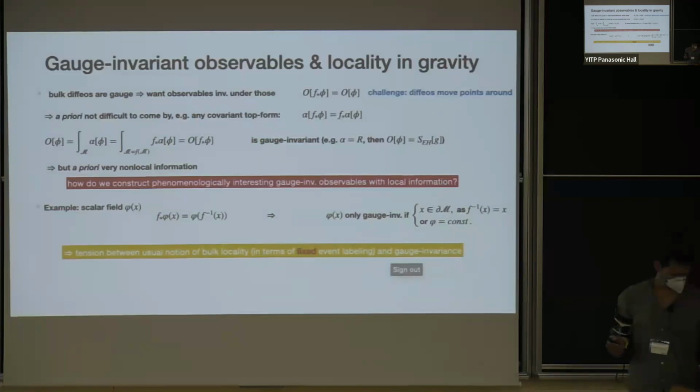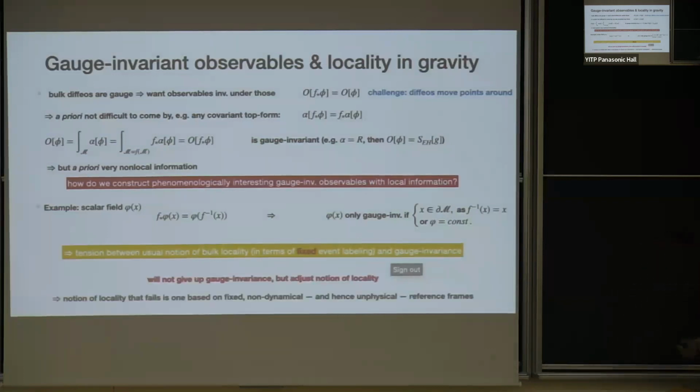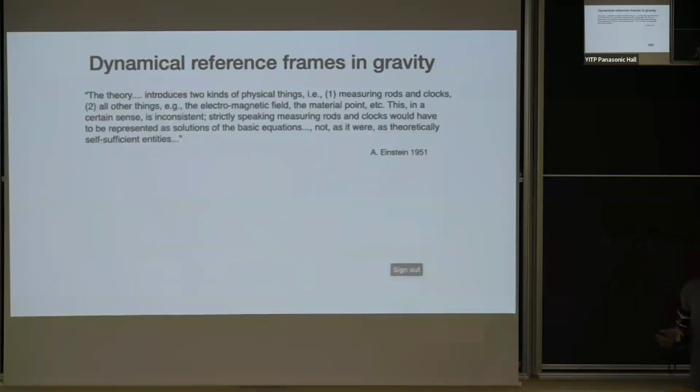And now one could wonder what we adapt in order to get around this, and we're definitely not going to give up gauge invariance. And so what we have to do rather is to adjust our notion of locality to be able to live with this. If you think about this, the notion of locality that fails was one based on a fixed labeling. So it's a non-dynamical labeling. It's really one that's based on fixed reference frames, and in some sense, unphysical reference frames. And so to get around this, what we want to have is dynamical reference frames.